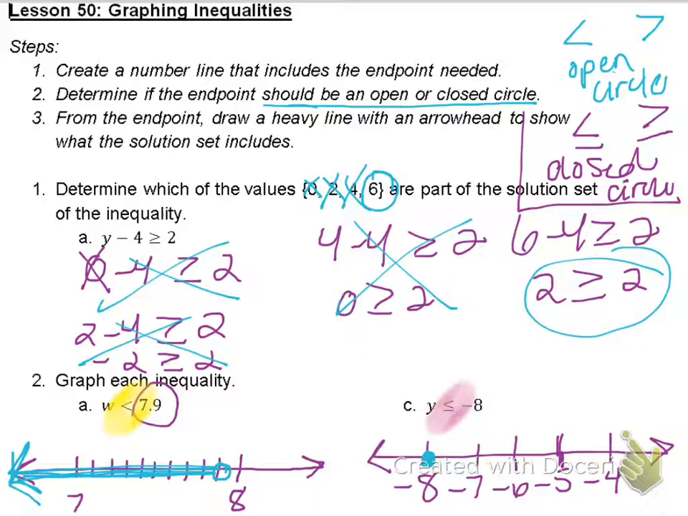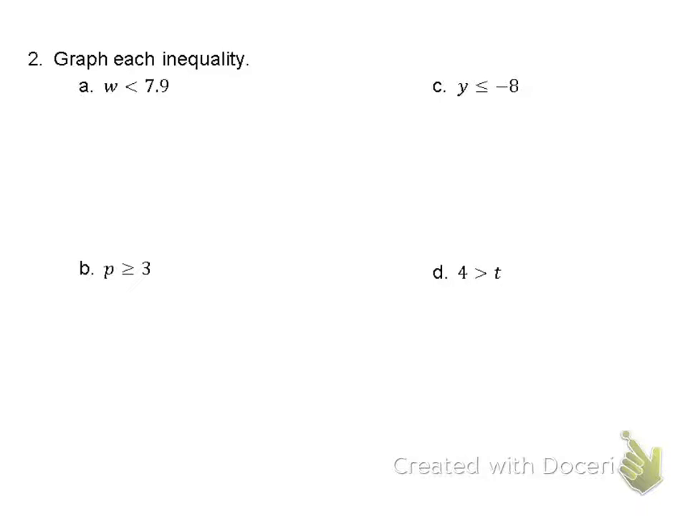And y is less than, so again my arrow is going to go to the left. That's my arrow. Kind of messy, sorry. It's hard to figure out where my pen is going on the iPad here. Okay, and a couple more examples. We'll do B and D as well.